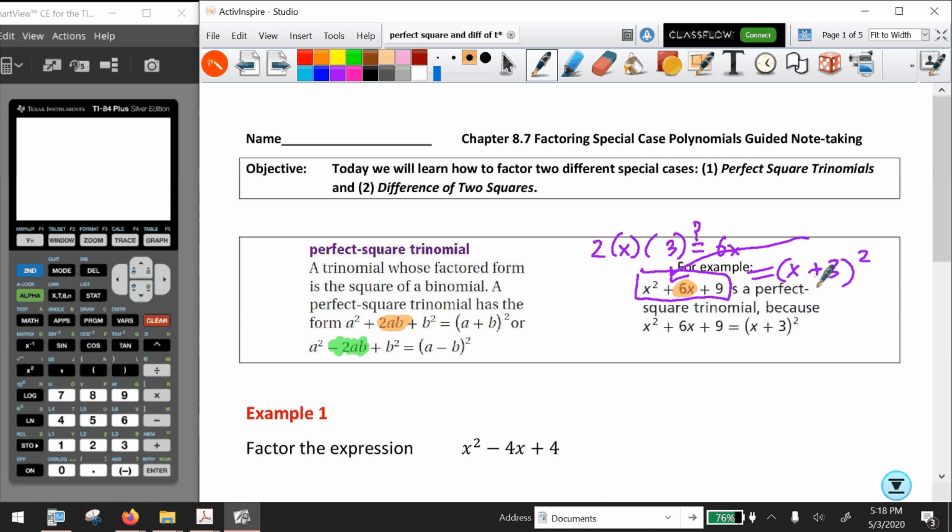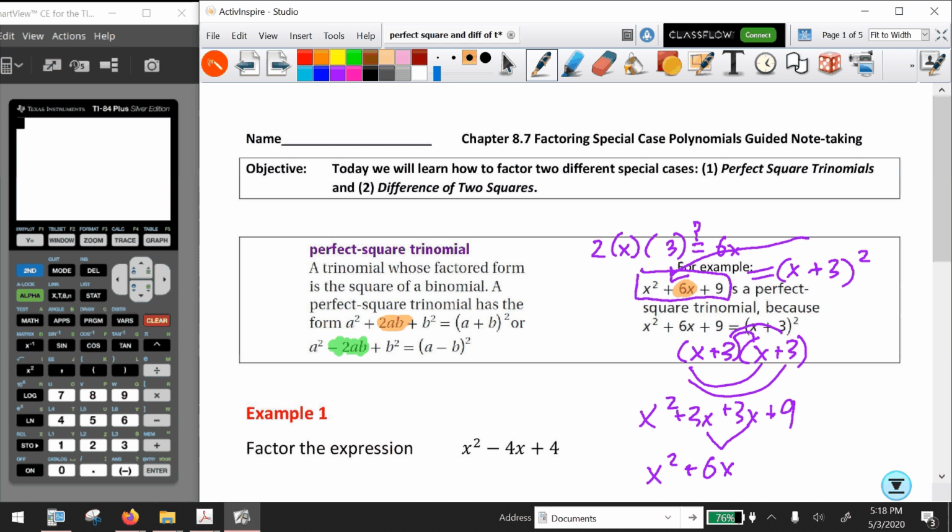And just to verify that this does in fact equal the quantity x plus 3 squared, we can expand that out and FOIL it just to prove that this does work. First times the first is x squared. Outside times the outside is 3x. Inside times the inside is 3x. Last times the last is 9. We're going to take that middle two terms, 3x plus 3x, and combine them. And we can see that this does in fact equal what we started with. So this is the correct factored form, the quantity x plus 3 squared.